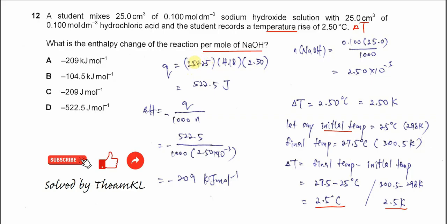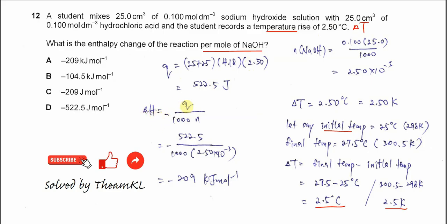So it's 25 plus 25, which means 50 g. It's actually 50 cm³, because the density of water is 1 g per cm³. So this can be 50 g times 4.18 times 2.5. This is the delta T, which is 2.5 °C, or it can be 2.5 Kelvin. So you get 522.5 joules.